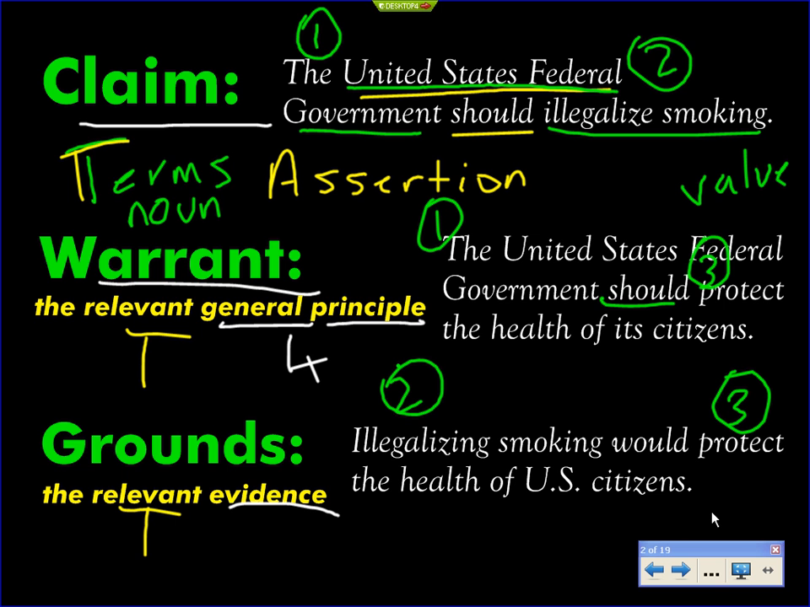Is that good, Austin? Yeah. Okay. The other one that I was considering is that a lot of people say we are involved in foreign military engagements because of fossil fuels. And my warrant would be something about protecting American lives.